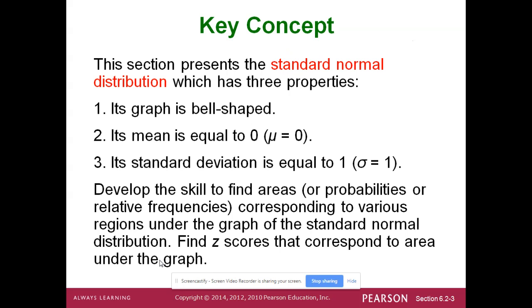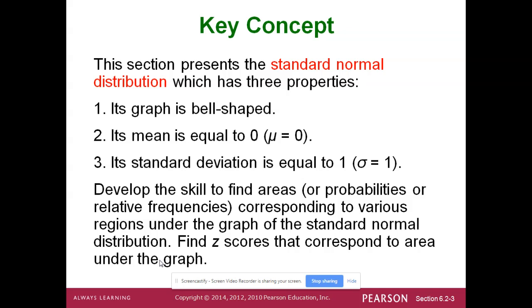All right, the standard normal distribution has three properties. The first property is that it's a bell-shaped curve. Have you ever heard of the bell curve? It's a standard normal distribution. The mean for a standard normal distribution is 0. Mu is equal to 0 for a standard normal distribution. The standard deviation is equal to 1 if it's a standard normal distribution.